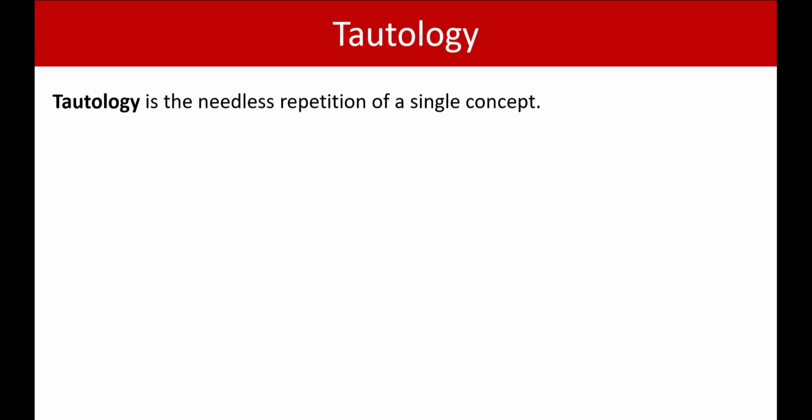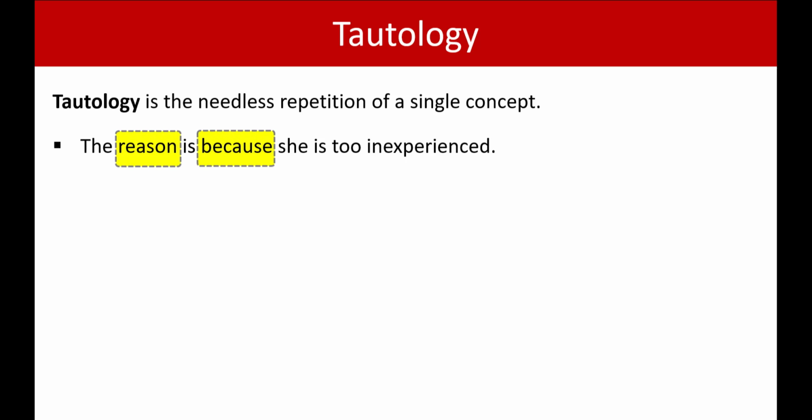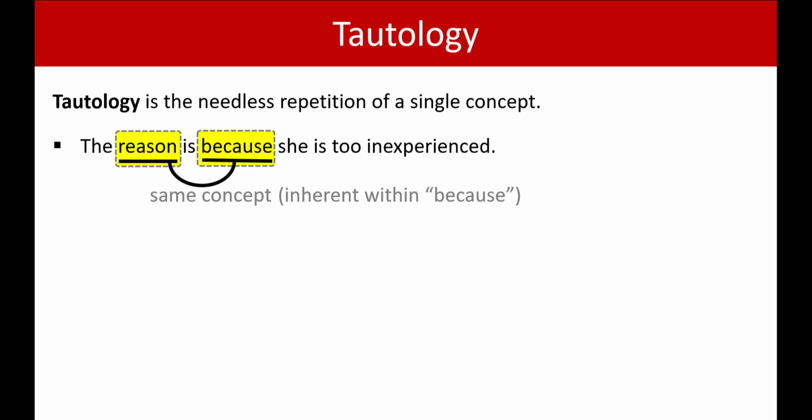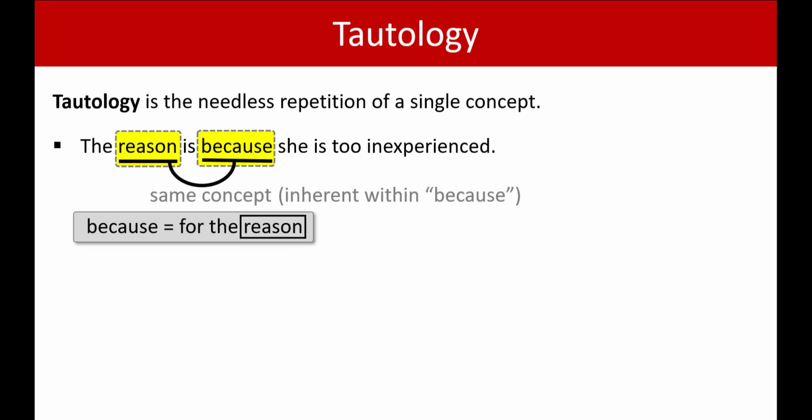Those tautologies were quite easy to spot, but sometimes they're not that easy to spot. Look at this one. The reason is because she is too inexperienced. So using the word reason and the word because is a tautology. These words express the same concept. The word reason is inherent within because. Look at this. Because means for the reason. So the word reason is inherent in that meaning. The sentence can be corrected by crossing out the word because.